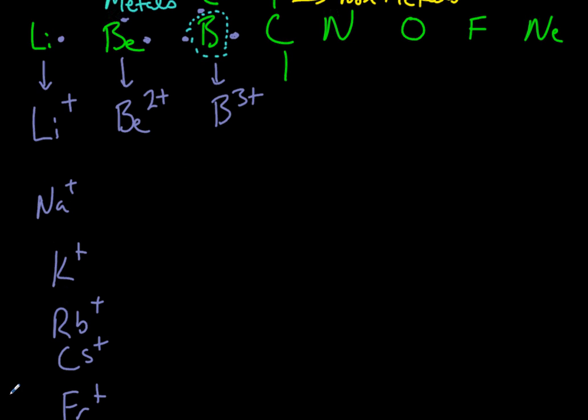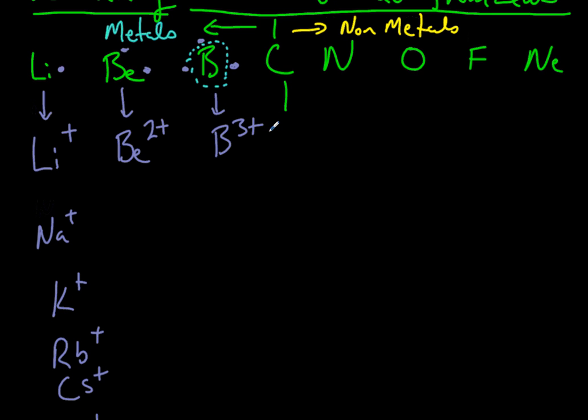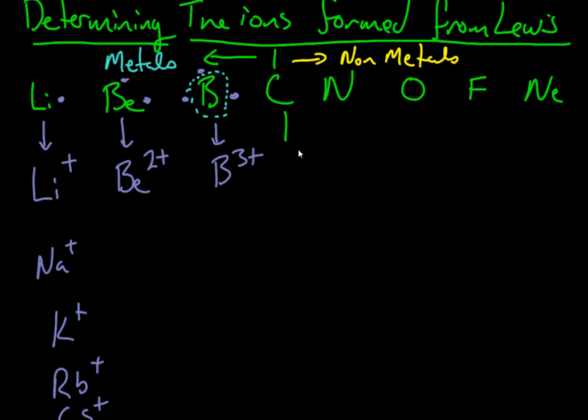These are in group 2, they form 2 plus ions. These are in group 3, they form 3 plus ions. You've got to be a little careful with that because metalloids have their own sort of thing, but for now we can just go with that convention.